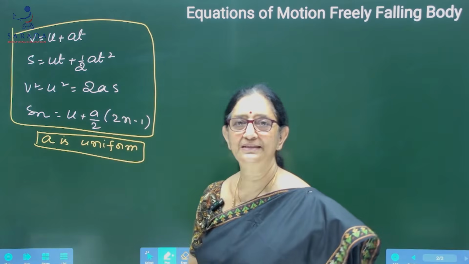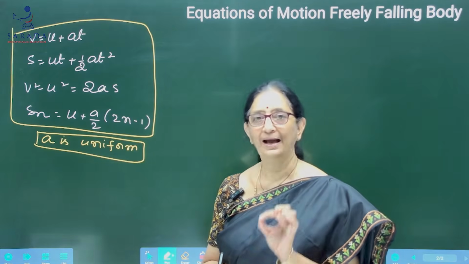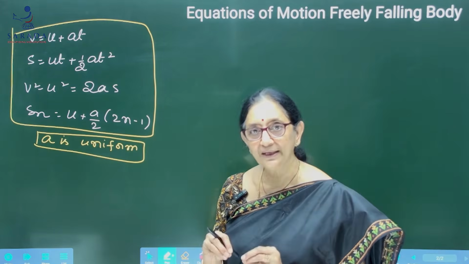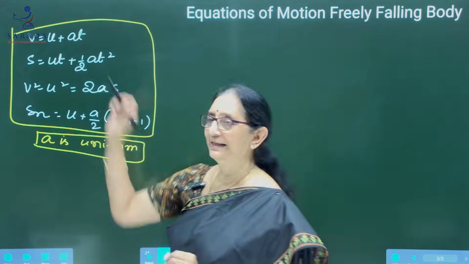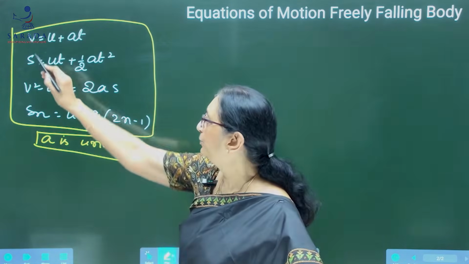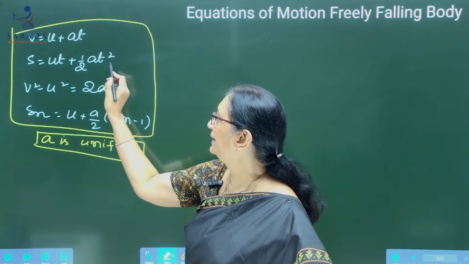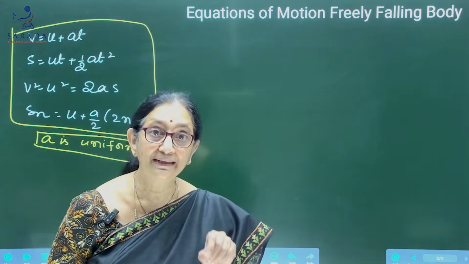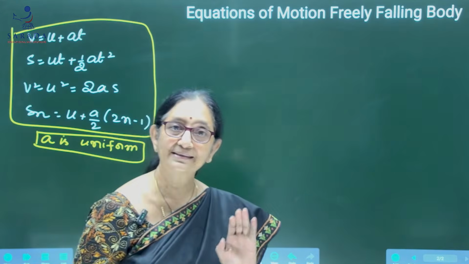All these equations of motion are applicable only to the case where acceleration is uniform. Acceleration must be constant, only then these equations of motion are applicable. Here u is the initial velocity, a is uniform acceleration of the body, v is velocity at the end of time t, s is the displacement in time t, Sn is the displacement in nth second. That particular nth second displacement is called Sn.